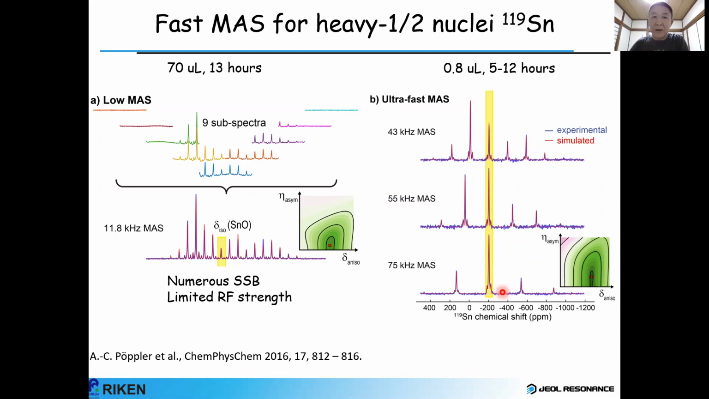I think this is amazing if we think about the difference of sample volume. So for this sample, fast MAS is quite beneficial, even though the line shape doesn't change with spinning frequency. So this is fast MAS improving sensitivity.